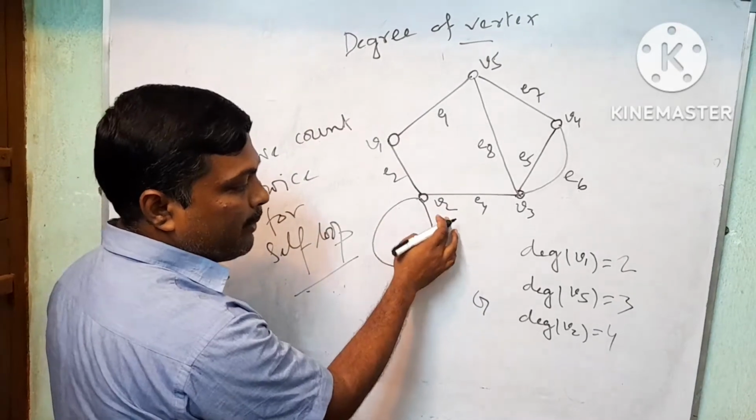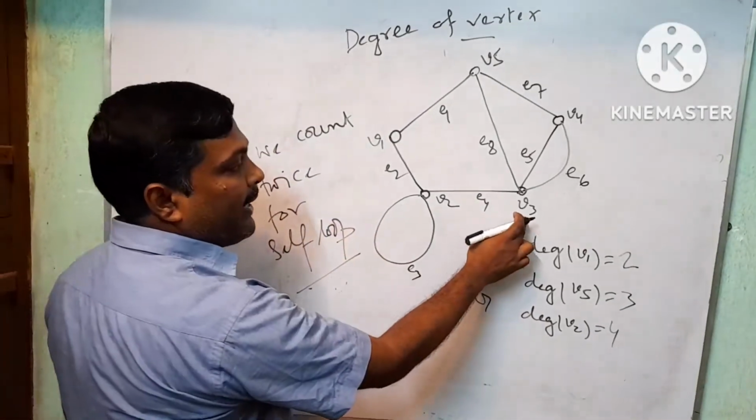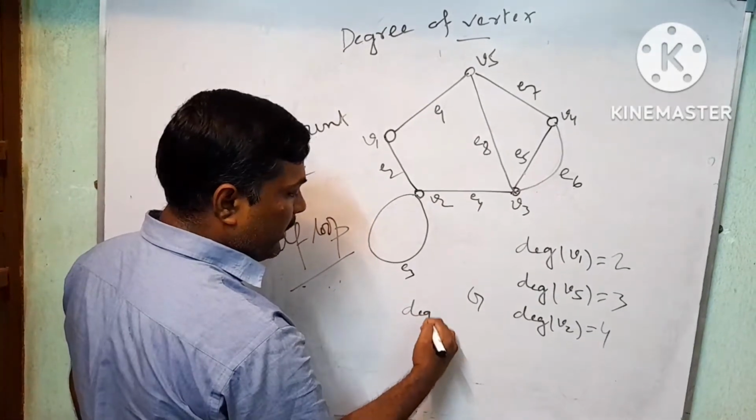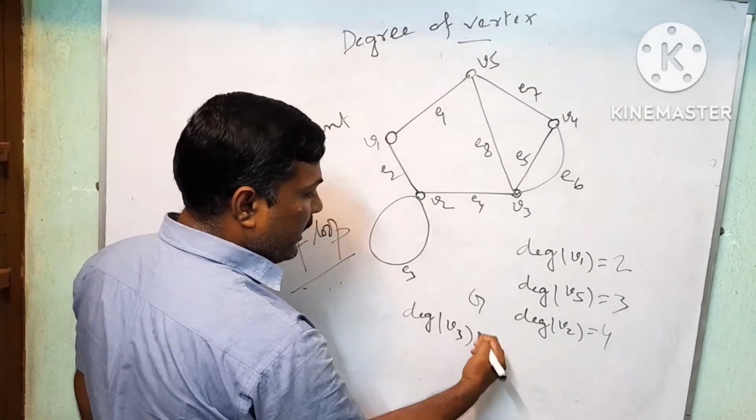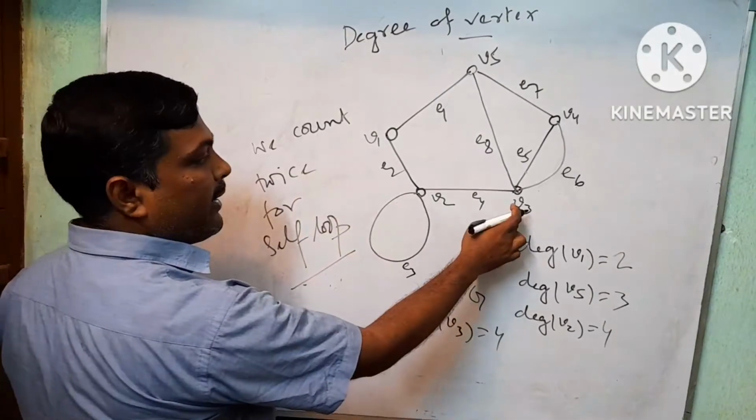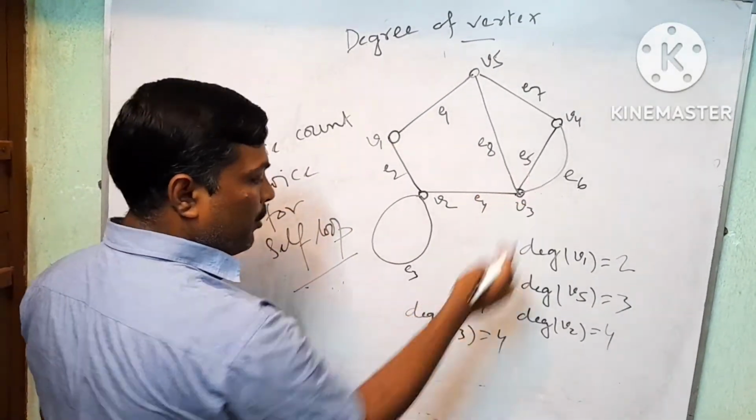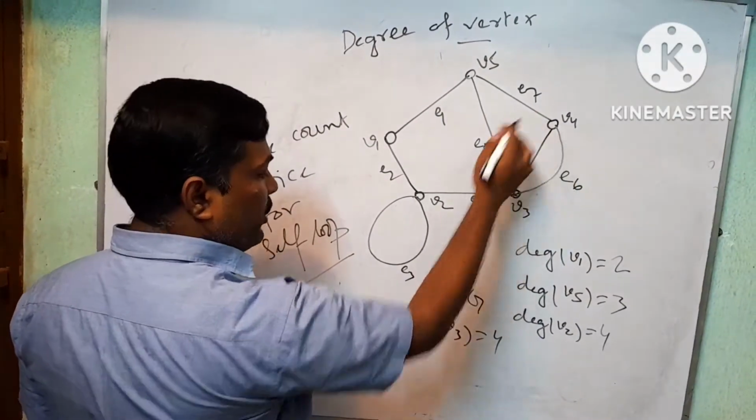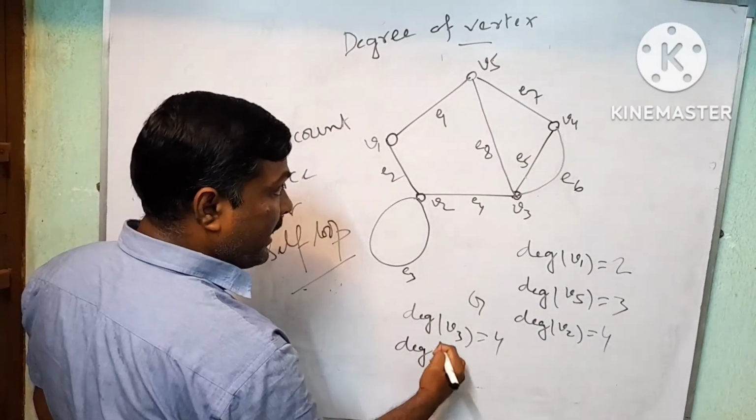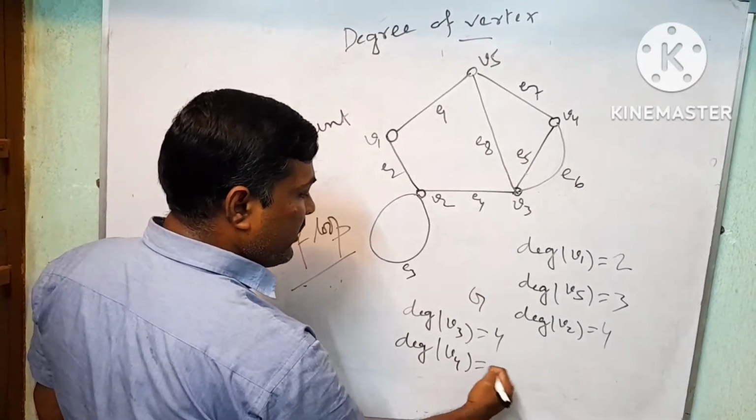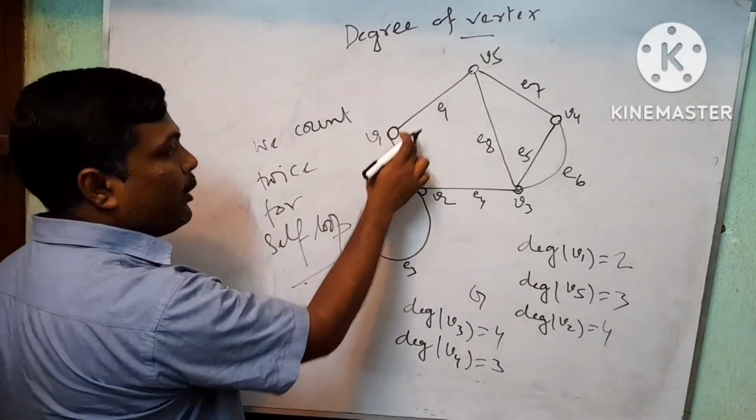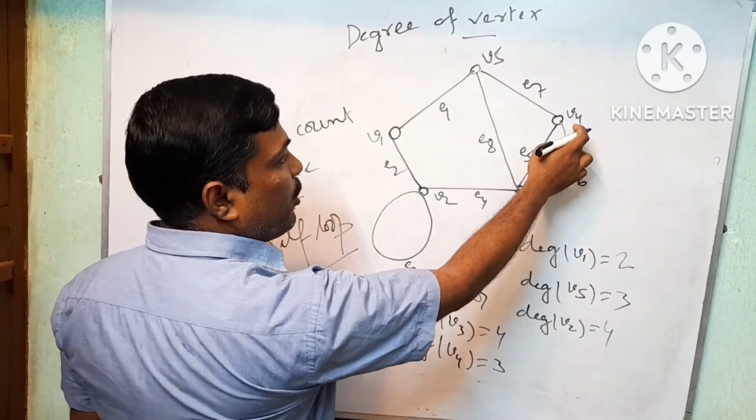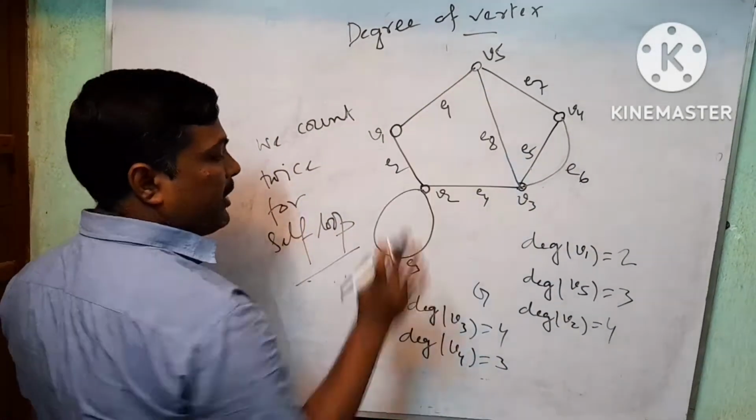So the degree of this vertex V4 is 2. The degree of this vertex V3: 1, 2, 3, 4. So the degree of V3 is 4. Now the degree of this vertex V4: 1, 2, 3. The degree of vertex V4 is 3. So V1 has degree 2, V2 degree 4, V3 degree 4, V4 degree 3, and V5 degree 3.